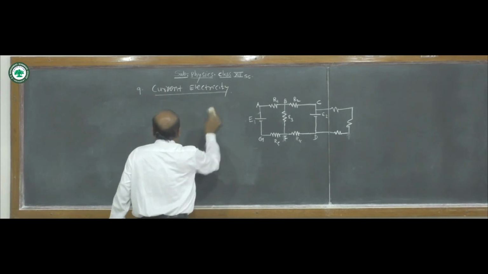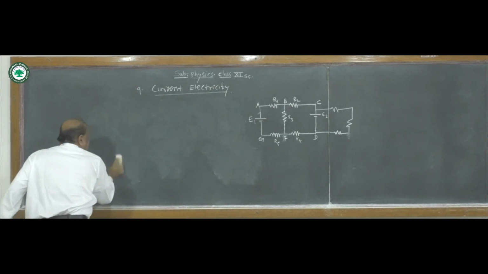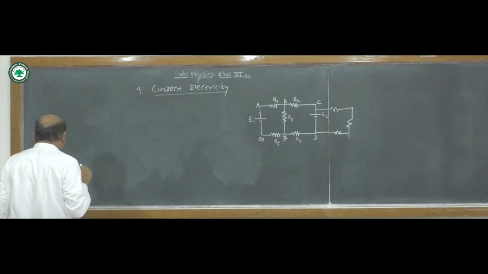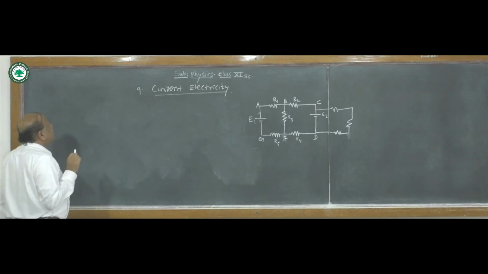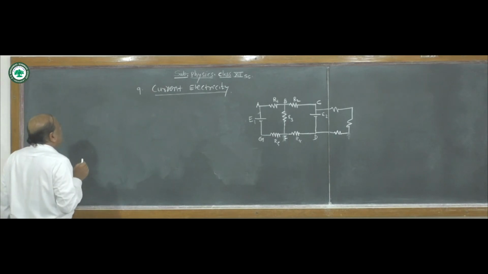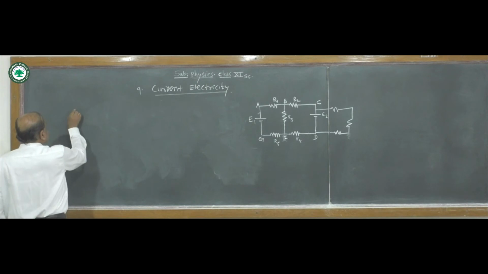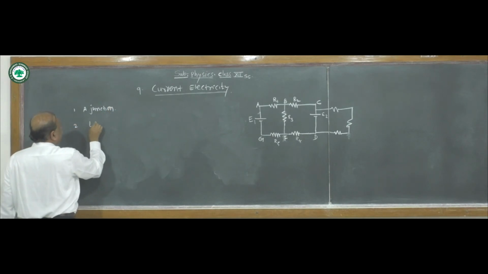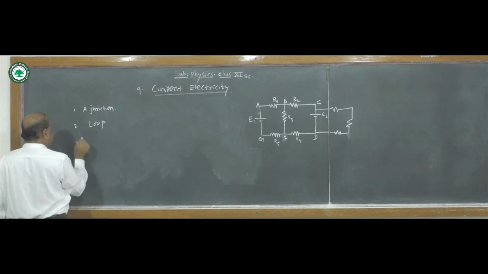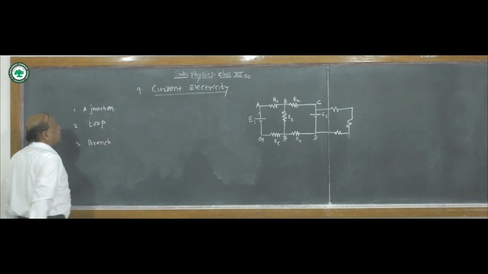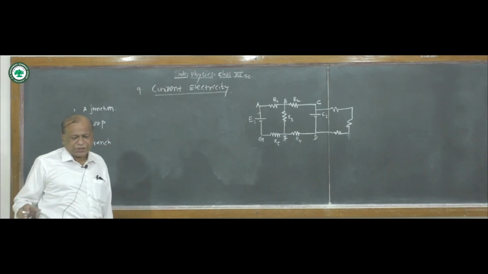Now, before knowing the statements of Kirchhoff's current law and voltage law, we have to know some important terms concerned with this electrical network. The first is a junction, the second term is a loop, and the third term is a branch of an electric circuit. What is meant by junction?